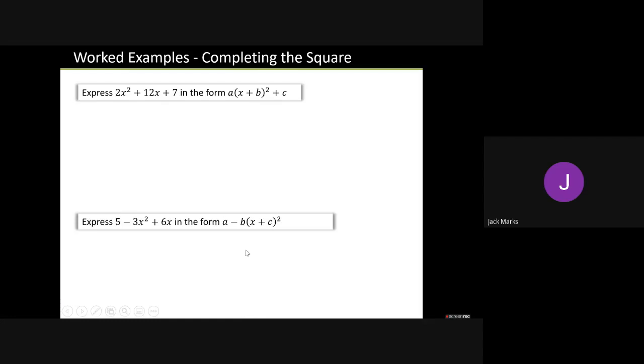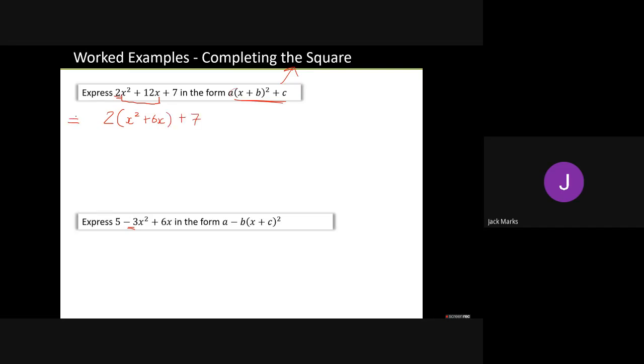So these are the format in which questions are normally given to you. So notice that now they are not 1x squared, they are 2x squared, or minus 3x squared. Here's what we do. In the form of the completed square, you need to be able to recognize this, that this is a completed square format. Factorize the 2 from both x parts. Leaves you with x squared plus 6x plus 7.